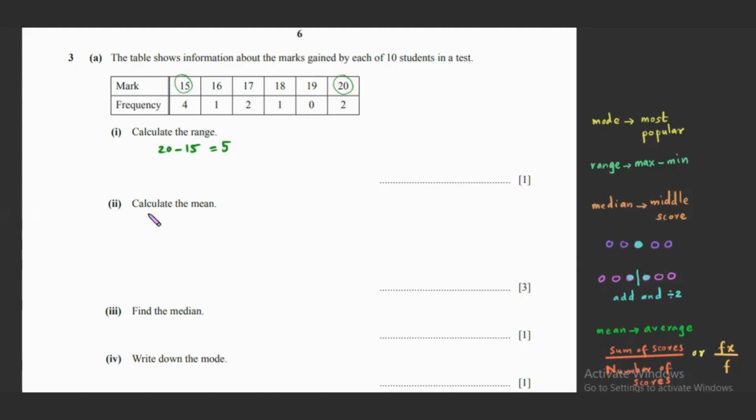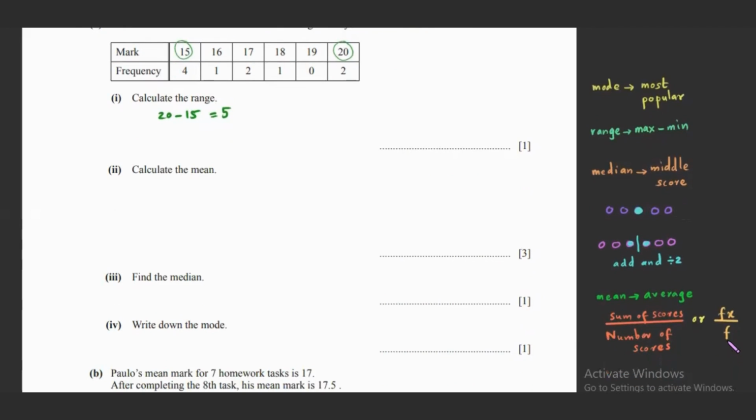In the next question, we are supposed to calculate the mean. We are given a table like this. To calculate the mean, we have two formulas. We add all the scores and divide by the number of scores, or we use fx over f. In this case, the scores are given in a table, so we're going to make use of fx over f, which means the frequency and the value of x should be multiplied together and divided by the total of the frequency. So here, the 15 and its frequency, which is 4.